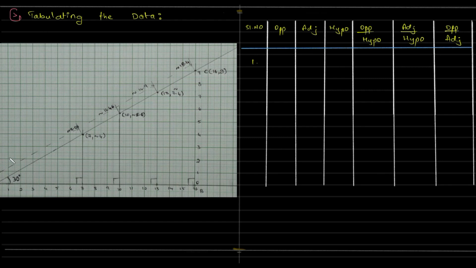Tabulating the data. So post this, what is the next step? We need to write down the sides, the length of the sides, basically. Okay. So let's start off with the very first triangle we drew. That is this big triangle.